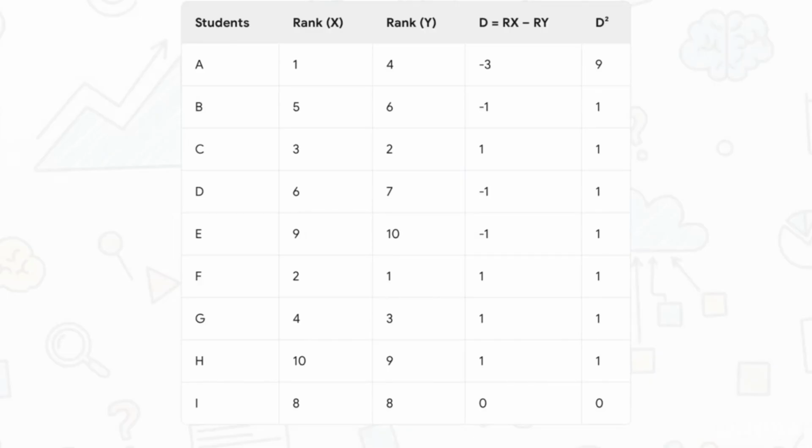And here's our final column all filled out. For student A, that -3 we calculated, well, -3 squared becomes a +9.